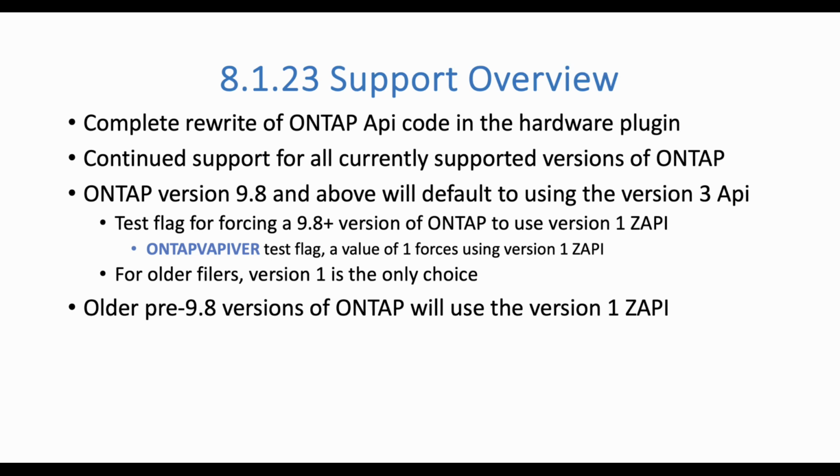So it is a complete rewrite of all the ONTAP API code that's in the client hardware plugin, and we continue to support all versions of ONTAP that we supported before the version 3 API. By default, with ONTAP 9.8 and above, version 3 will be used when it's enabled with the license, and there is a test flag to force it back to using version 1 that's provided pretty much as a diagnostic tool. And again, older pre-9.8 versions of ONTAP will continue to use the version 1 ZAPI.